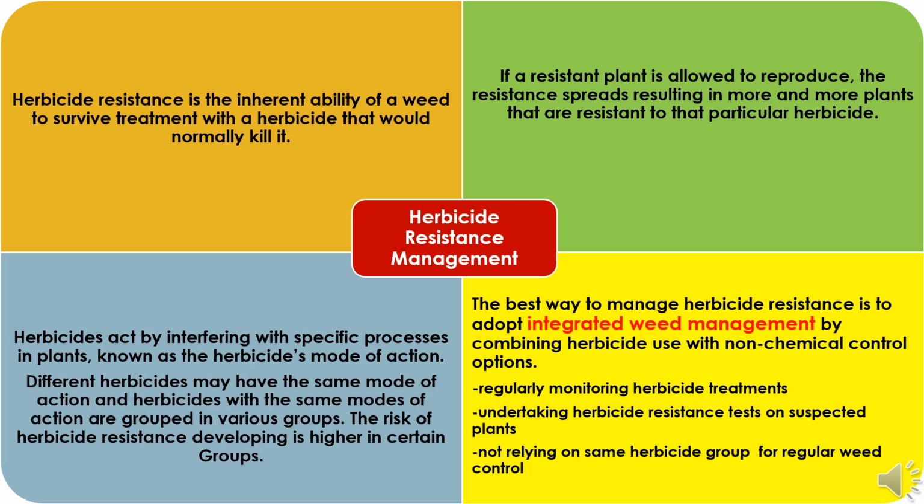Herbicides act by interfering with specific processes in plants, known as the herbicide's mode of action. Different herbicides may have the same mode of action, and herbicides with the same mode of action are grouped in various groups. The risk of herbicide resistance developing is higher in certain groups.